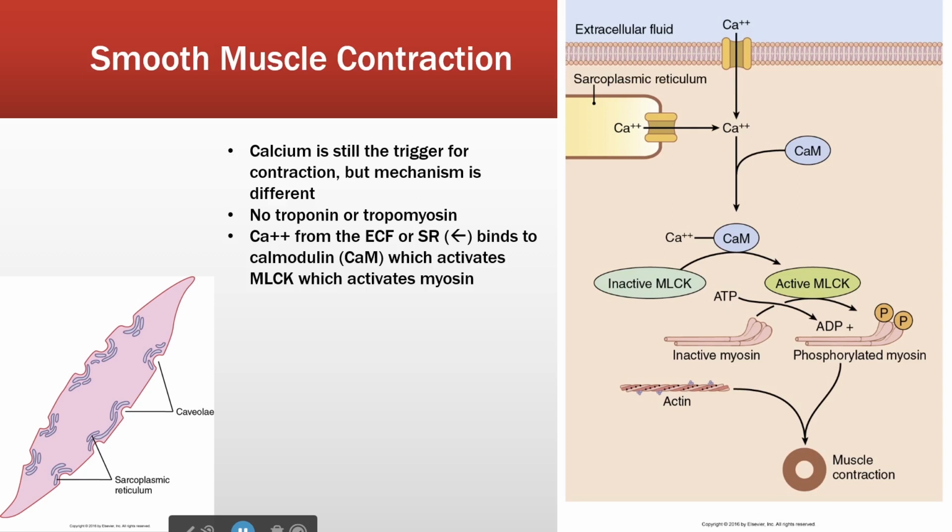So you can see that the process is different, even though the players are the same. Calcium is still the trigger, actin and myosin are still the workers, right? But the connection is different. We go through calmodulin and MLCK to cause contraction.